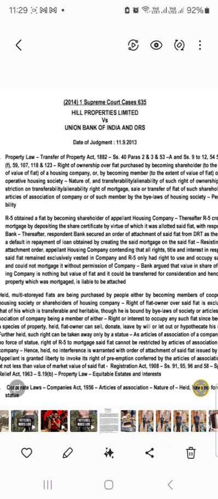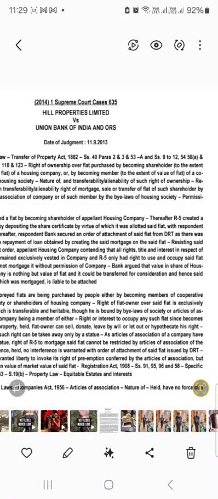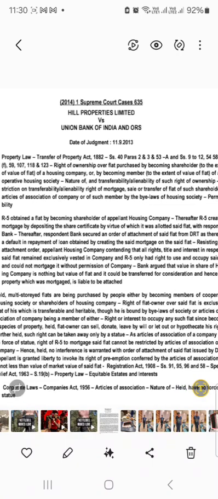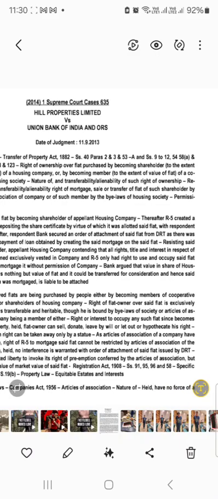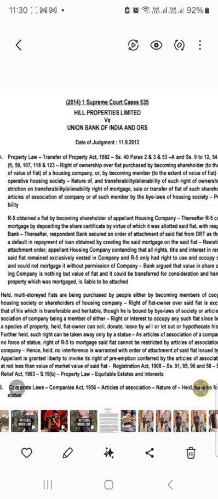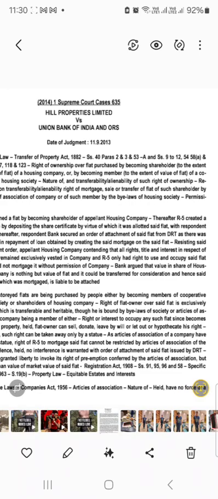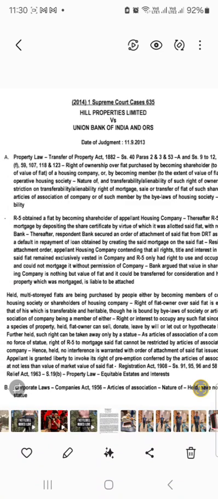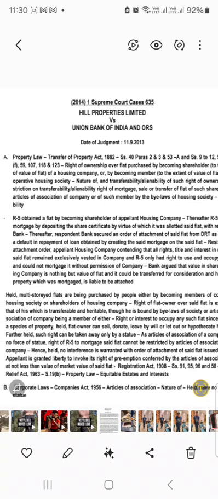The Honorable Supreme Court held that a flat owner can sell, donate, leave by will, let out or hypothecate his right. It further held that such a right can be taken away only by a statute, as the articles of association of a company have no force of statute. The right of respondent number 5 to mortgage the said flat cannot be restricted by the articles of association of the company. Hence, no interference is warranted with the order of attachment of the said flat issued by the DRT.